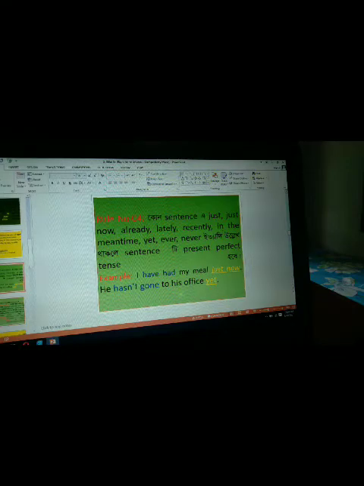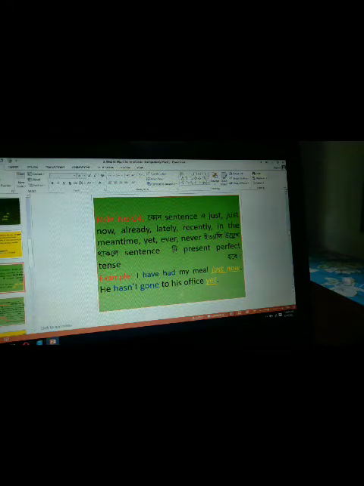If there is just now, already, lately, recently, in the meantime, yet, ever, never, etc. in a sentence, it indicates that it's present perfect tense. And the structure of present perfect tense is subject plus have or has plus past participle form of verb.